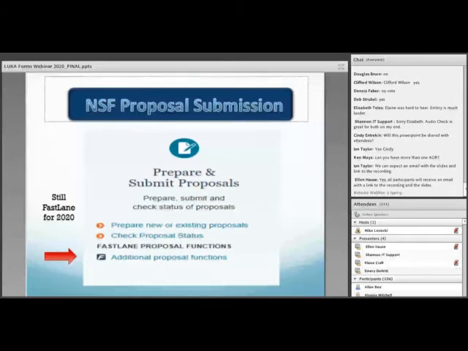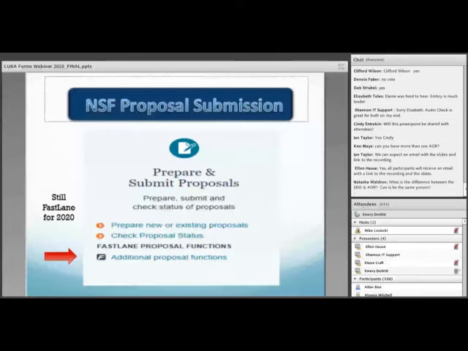Okay, so to begin your proposal, you must first log in to research.gov. The same login, NSF number, and password are used for FastLane and research.gov. You'll choose where you see the red arrow that says FastLane Proposal Functions. Initiate a new proposal in the FastLane template system. FastLane is the online system that works most efficiently for submitting NSF proposals.